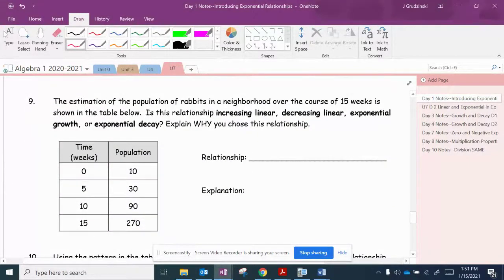All right, now next type of problem. It says the estimation of the population of rabbits in a neighborhood over the course of 15 weeks is shown in the table below. Is this relationship increasing linear, decreasing linear, exponential growth, or exponential decay? Explain why you chose this relationship.